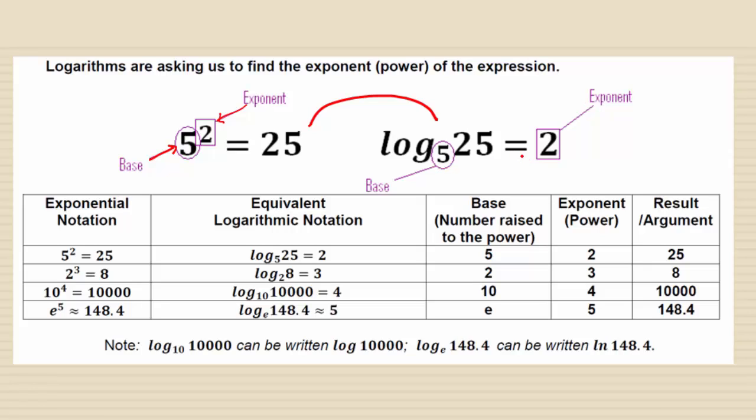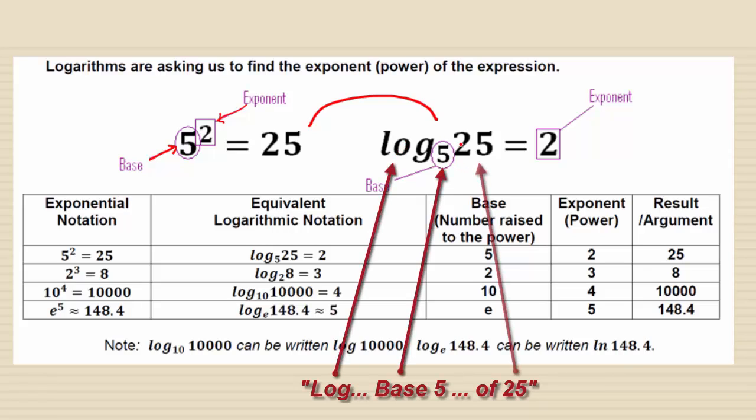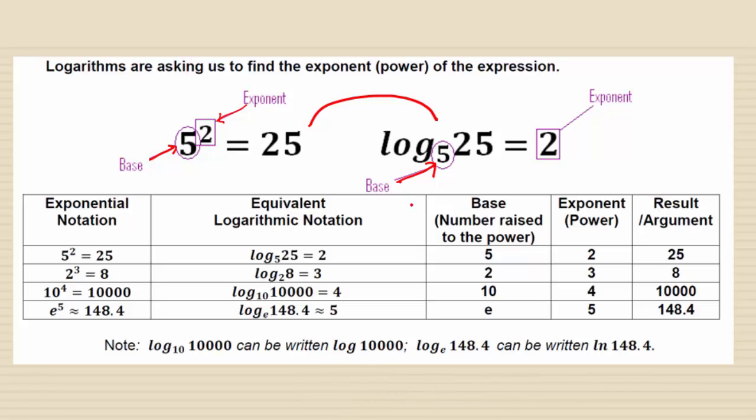Well, that's why I wanted you to practice saying it correctly, because how did I read this out loud? I said log base 5 of 25. So it tells you right there, if you know how to say it correctly, you know that in this expression 5 is the base. And also, we're always looking for the exponent. So whatever it equals to is the exponent. This will allow you to go back and forth between the two notations.